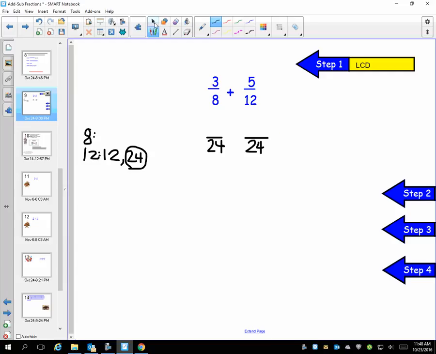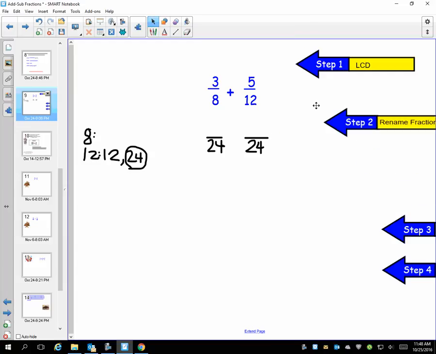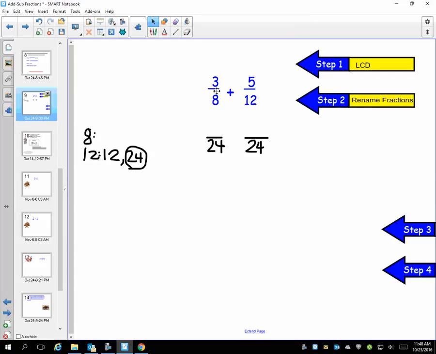Okay, so we found my least common denominator. Now I'm going to do step 2. Rename the fraction. So I'm going to rename 3/8. Well, I know that 8 times 3 is 24. So if I multiply this by 3, then I have to do the same to the top, times 3. 3 times 3 is 9. Okay, now I'm going to ask myself, 12 times what is 24? Times 2. If I do it to the bottom, I gotta do it to the top. 5 times 2 is 10.